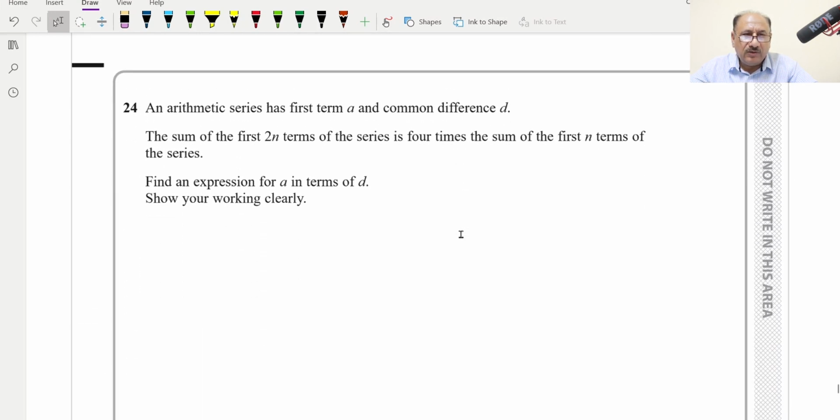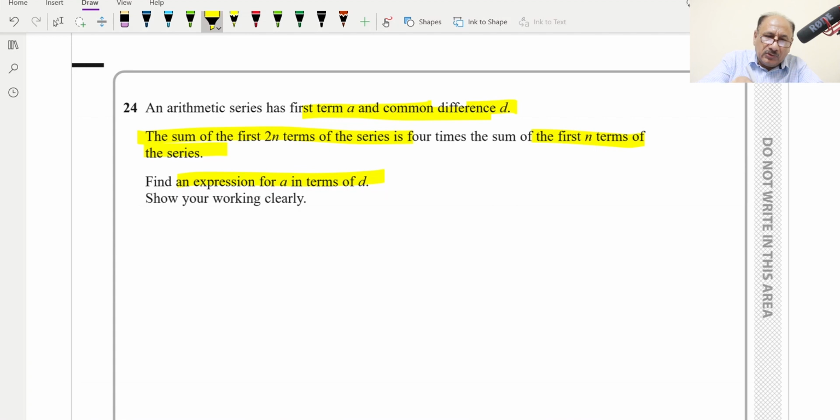Question number 24. An arithmetic series has first term A and common difference D. The sum of the first two n terms of the series is 4 times the sum of the first n terms of the series. Find the expression for A in terms of D. So we have to find the expression.